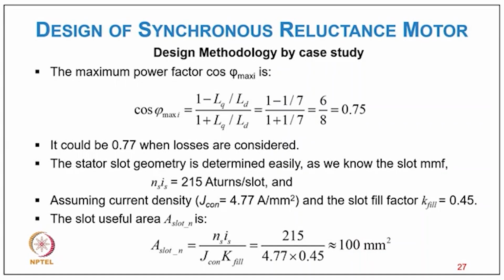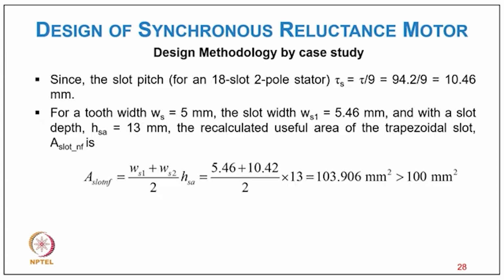So stator slot geometry is determined easily when we know the slot MMF NSIS is equal to 215 ampere turns per slot, and assuming current density J equal to 4.77 ampere per millimeter square, the slot fill factor carefully 0.45. So slot useful area is equal to A slot, NSIS divided by J K fill, and putting value, it comes 100 millimeter square. So the slot pitch for an 18 slot 2 pole, tau_s is equal to tau upon 9, that is 10.46 millimeter. So for tooth width of 5 millimeter, the slot width is 5.46 millimeter.